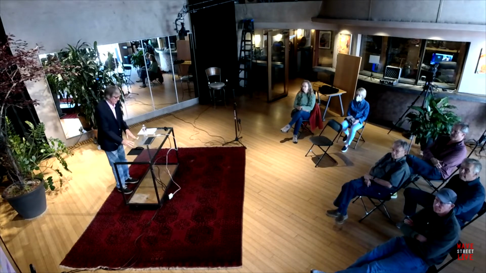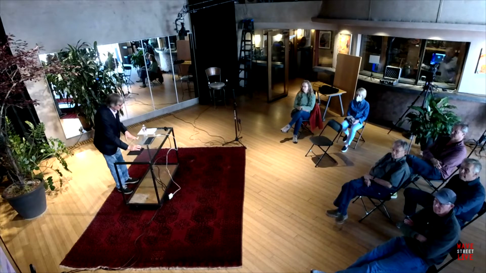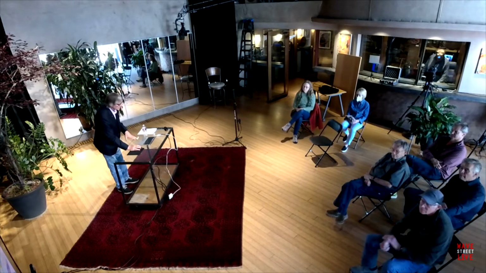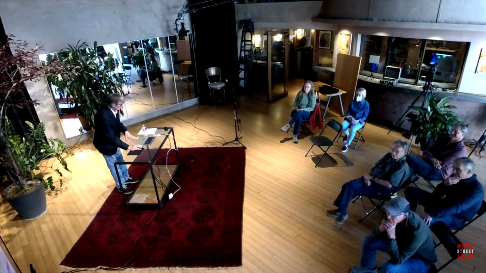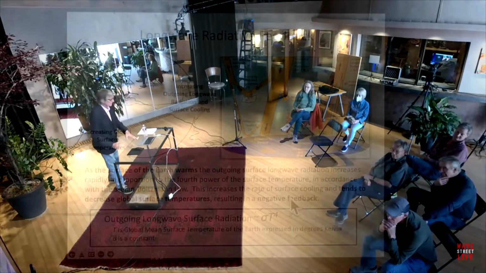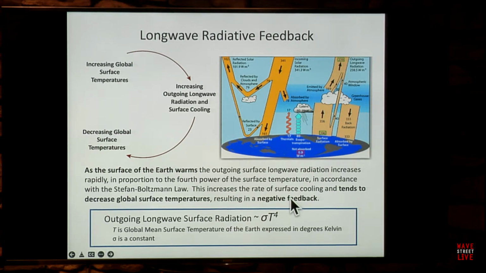And that's because there's a very powerful negative feedback at work. And that's called the long wave radiative feedback. And it's based on a famous equation from physics. This is the only equation I'm going to be showing you today, so don't get mad at me. It's called the Stefan-Boltzmann Law. And it says that the radiation from an object is proportional to the 4th power of its absolute temperature in degrees Kelvin. Now, the Kelvin or absolute temperature scale is just like the centigrade scale, except that the 0 point is at absolute 0, which is minus 273 degrees centigrade.